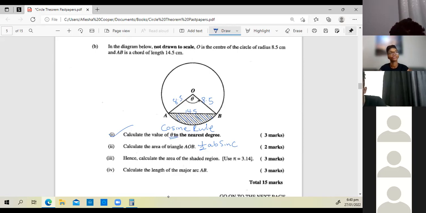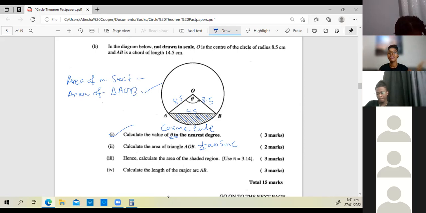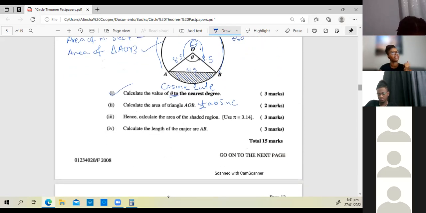Well, you have to find the area of the minor sector. So the area equals the area of the minor sector minus the area of the triangle AOB, and we'll get that. All right. And calculate the length of the major arc. So out here. And again, we know how to work that out. That's just theta over 360 multiplied by 2 pi r. Yeah? Yes, miss. Right. Of course, we'll get into more of that as we revise.